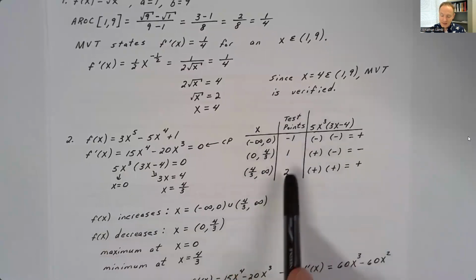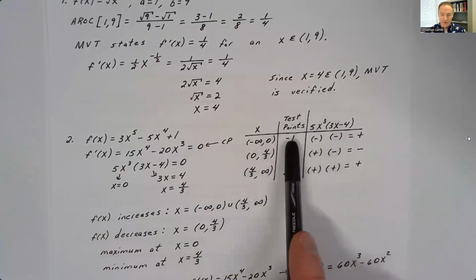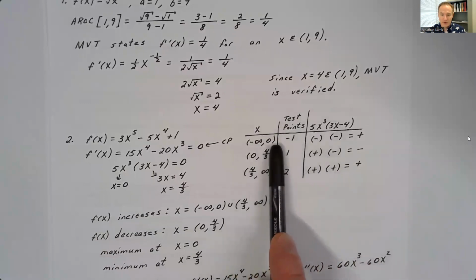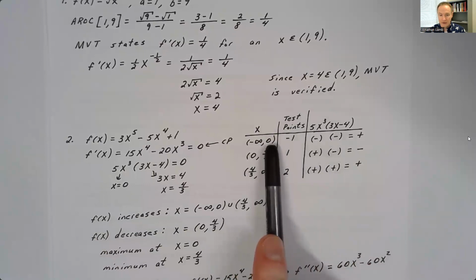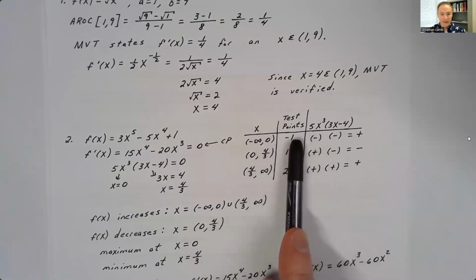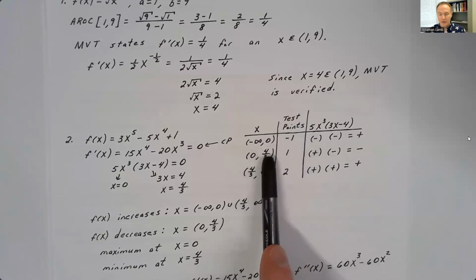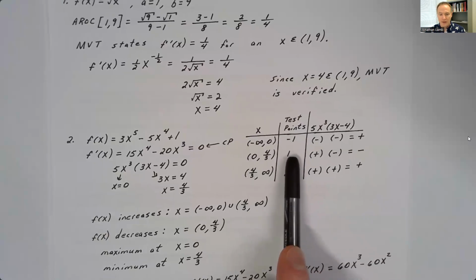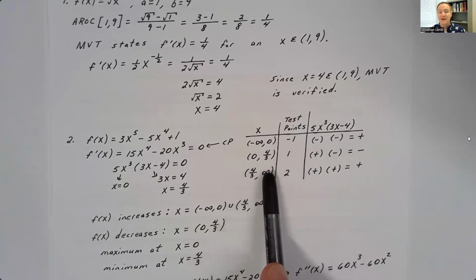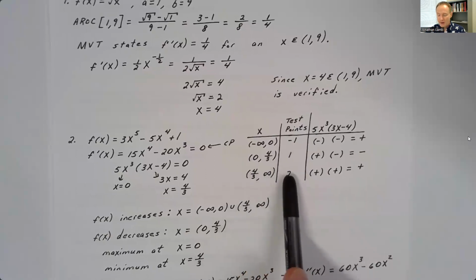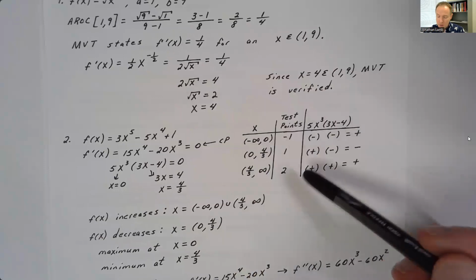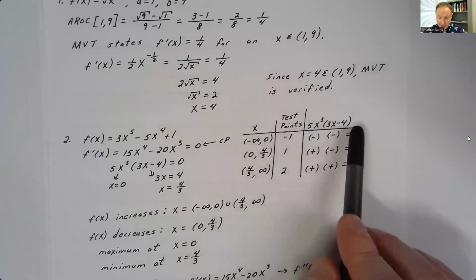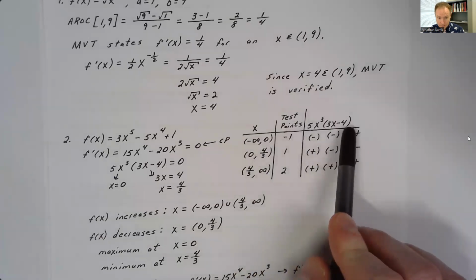In each of these test intervals, you'll choose test points. So I needed to choose a test point between negative infinity and 0. I chose -1. Any number in that interval would have been fine. A number between 0 and 4/3, I chose 1. And a number between 4/3 and infinity, I chose a 2. Now, with each of these test points, you'll plug them into your first derivative.